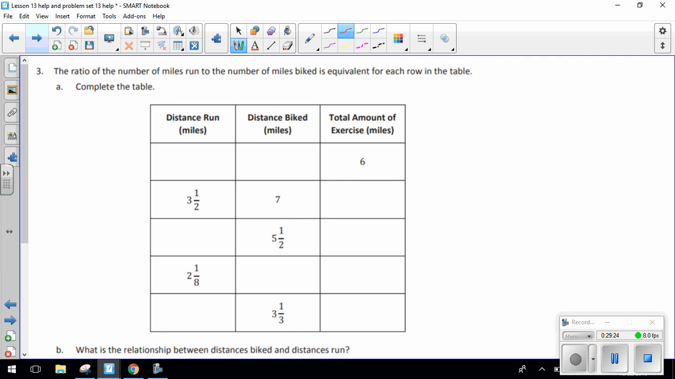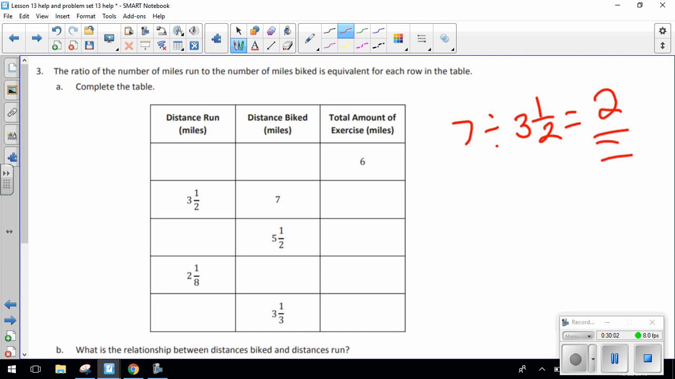In example 3, again, I'm going to start in this row here because I have both the distance I ran and the distance that we bike. And I'm going to find the unit rate. So I'm going to take the larger number, 7, and divide it by 3 1/2. And I get an answer of, I think it came out to 2. Okay, so that's my unit rate.